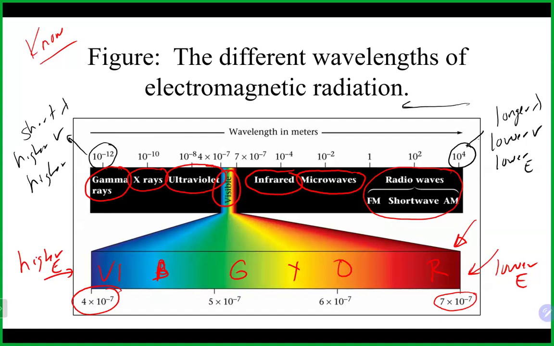Any questions on that? So again, everything to the left: shorter wavelength, higher frequency, higher energy. Everything to the right, the opposite of that: longer wavelength, lower frequency, and lower in energy.